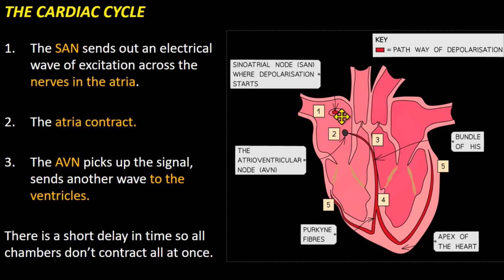First, the sinoatrial node, which is in the right atrium, is going to send out an electrical wave of excitation across the nerves in the atria. This is going to cause the atria to contract. This is basically going to incite atrial systole.